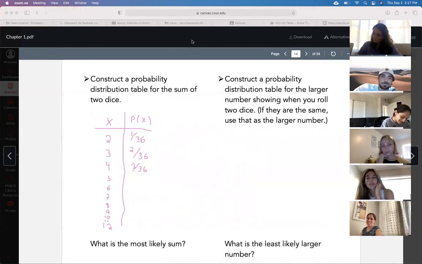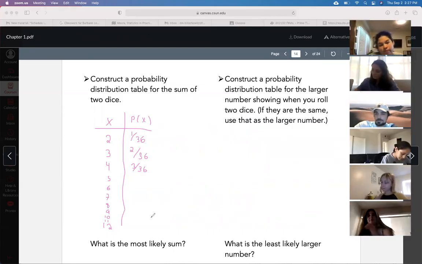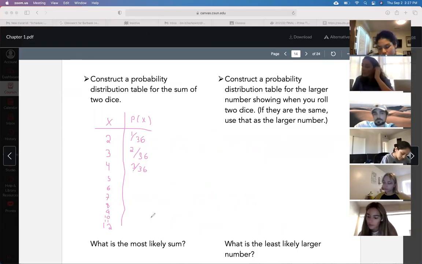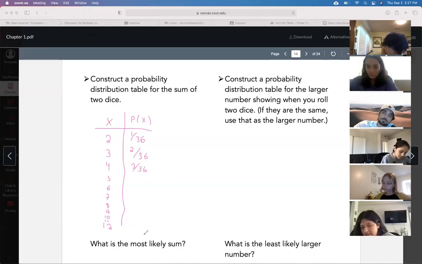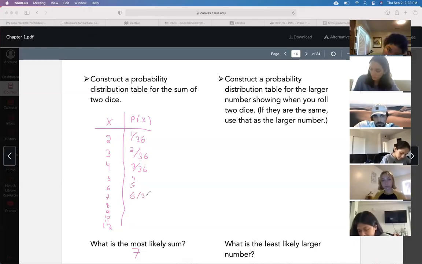Good, excellent. Now, what is the most likely sum when you roll 2 dice? What sum is going to occur more often than all the rest? 6. Try again. Well, 6/36 is the likelihood, but we're looking for the actual most likely sum, not how likely it is to happen. 7, actually, because it's 4/36, 5/36, and 7 is 6/36. It's more likely to get a 7 than anything else. Do we agree? Yes. Okay.